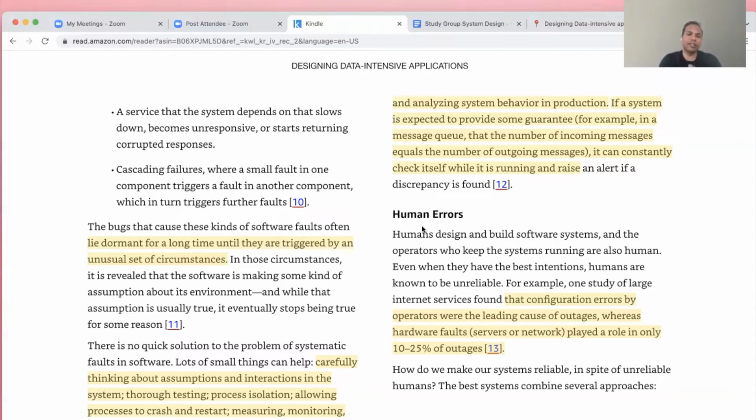And the more distributed it is, the more cascading failure. There is a possibility of cascading failures a lot. And it becomes important to handle such kind of things.